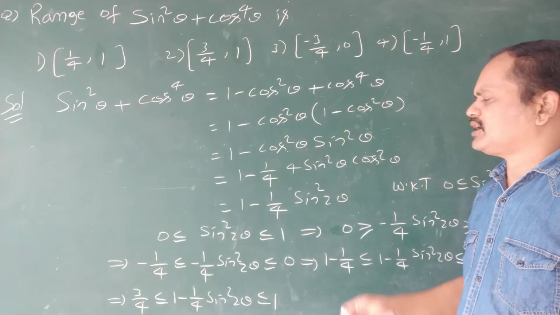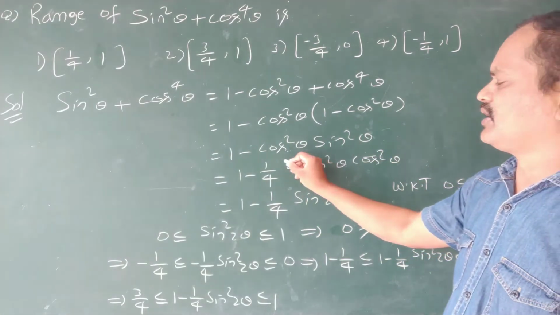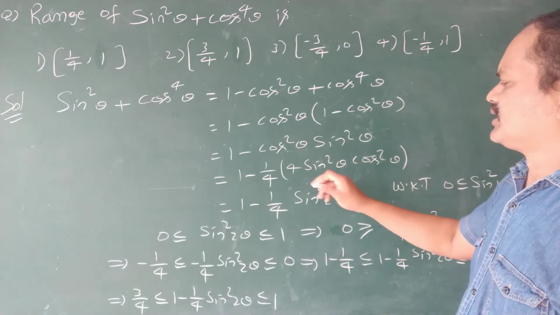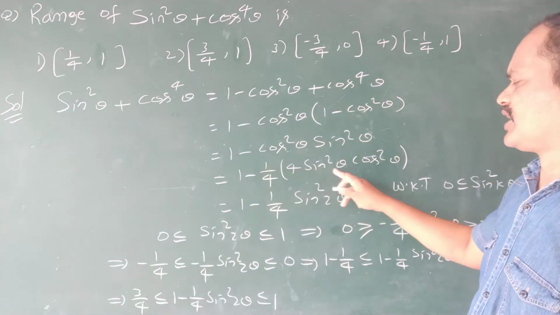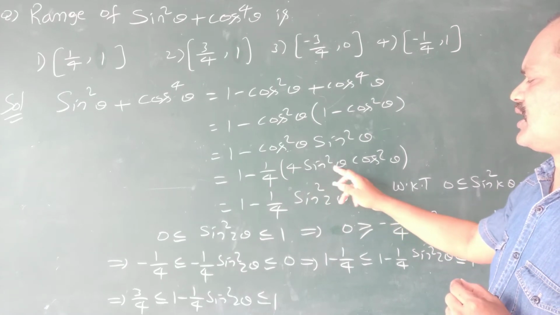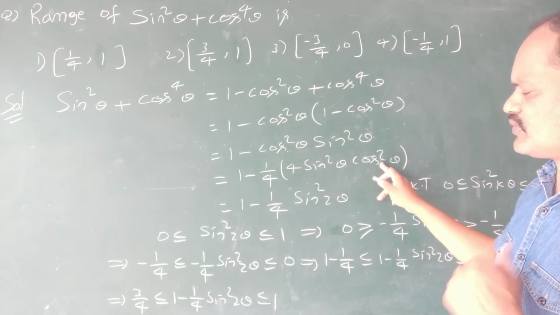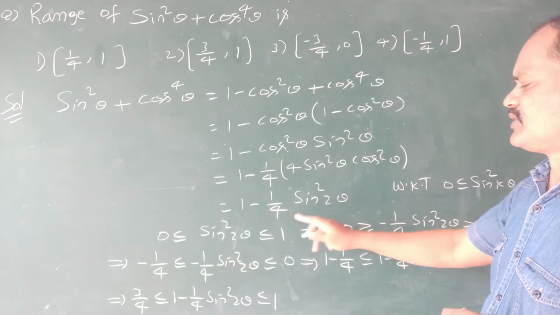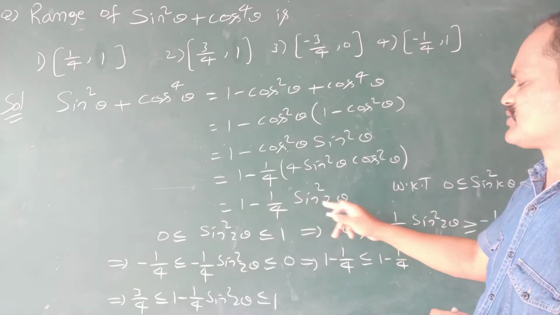Right. Now we have to divide and multiply by 4 here. That's why 1 by 4 into 4 times sine square theta cos square theta. We know that 2 sine theta cos theta whole square is nothing but sine square 2 theta. That's why it is 1 minus 1 by 4 sine square 2 theta.